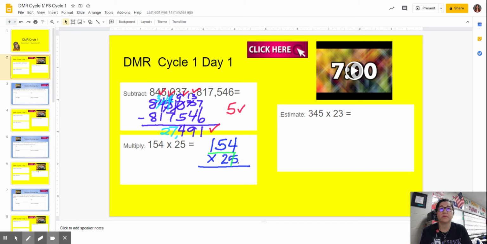So I start with my 5. 5 times 4 is 20. There's the 2 in my 20, the 0 in my 20. 5 times 5 is 25, plus 2 is going to be 27. There's my 2 in my 27, there's 7 in my 27. 5 times 1 is 5, and then plus 2 is going to give me 7. So my first partial product is 770.